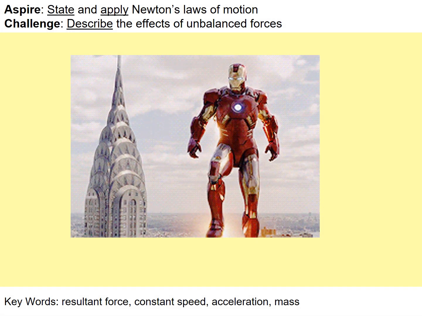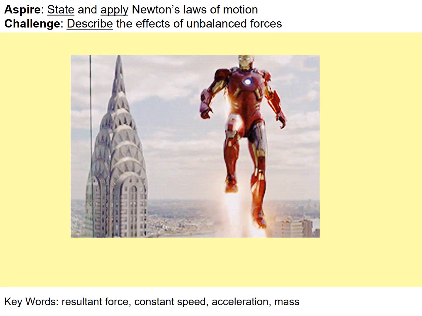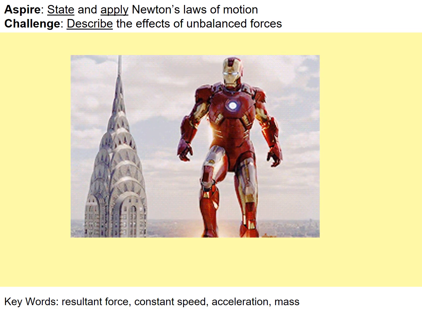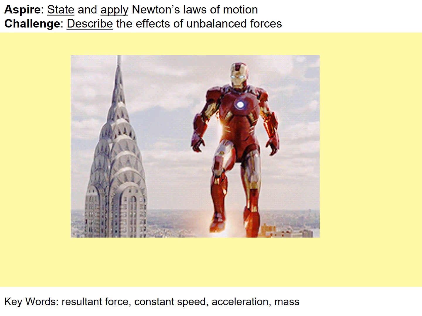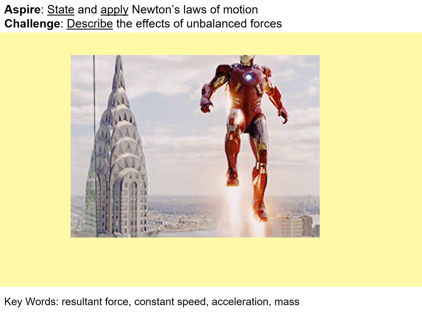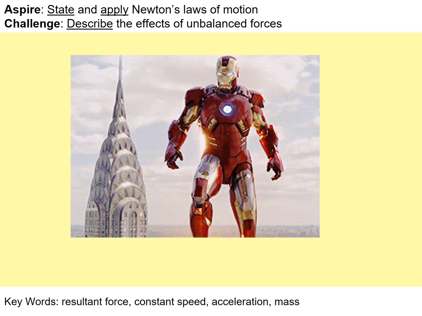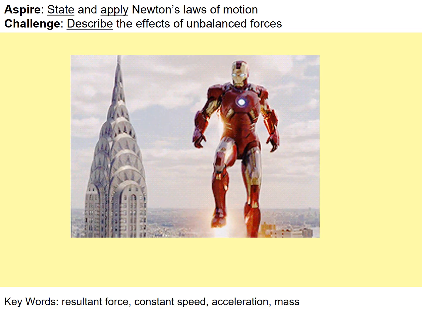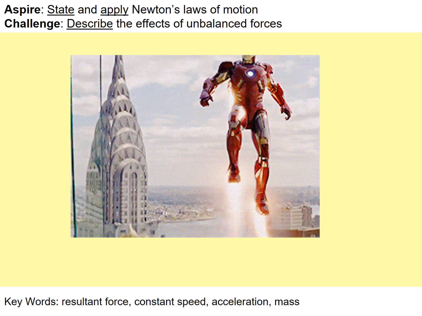So if we look at this with Iron Man, at this point in time, he is hovering. Now he is staying the same. He has a resultant force of 0, i.e. his thrusters are giving out the same force as his weight at this point in time. So therefore his overall resultant force is 0. So he hovers in midair.